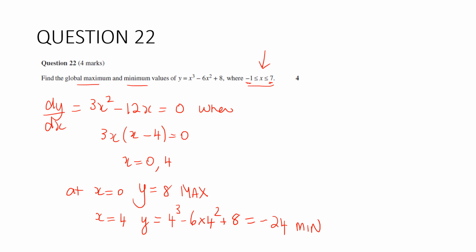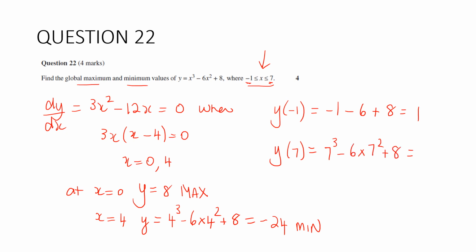So we also need to work out what y of -1 is and what y of 7 is. Okay, -1. -1 all cubed is -1, take away 6 lots of -1 all squared is 1, plus 8 is 8 take 6 is 2, that's 1. And then y of 7. 7 cubed minus 6 times 7 squared plus 8 equals 7 cubed minus 6 times 49 plus 8 is 57.